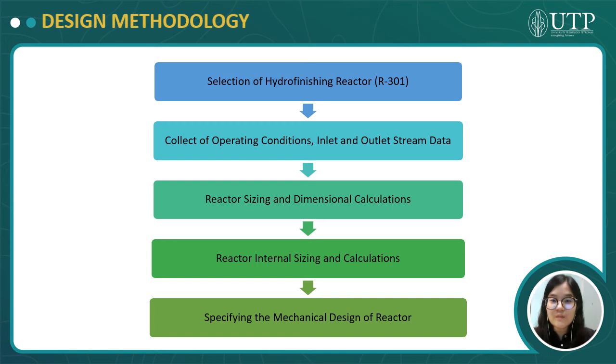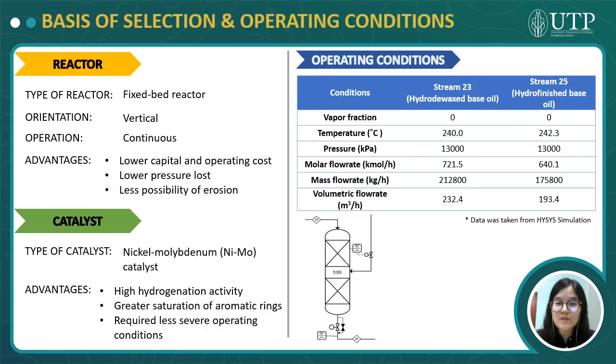So this is the design methodology of the hydro finishing reactor, which starts off with the selection of the hydro finishing reactor. Secondly is collecting the operating conditions, inlet and outlet stream data. Third is reactor sizing and dimensional calculation. Fourth will be the reactor internal sizing and calculations, while the last is specifying the mechanical design of the reactor.